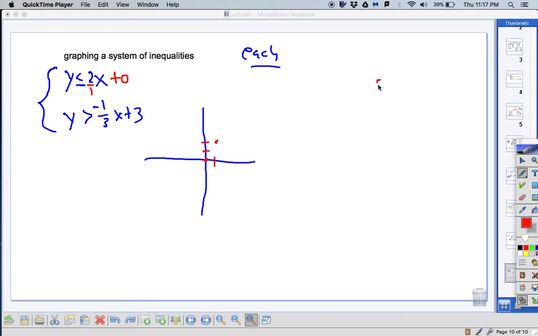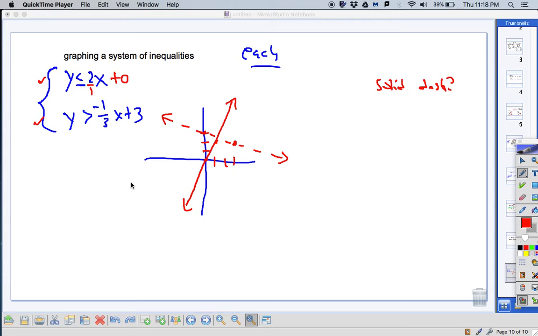And now I've got to decide, is it solid or dashed? In this case, it's going to be solid, because of the "or equals to." So I need a solid line through those 2 points. Okay? There's our first line. Now we're going to graph the second line. This is y equals negative 1/3 x plus 3. So I start at 3, which is right here. And it says I go down 1 over 3. So down 1 over 3 is right there. This is not an "or equals to," so this is going to be a dashed line. And now I have both of these graphed, because the top one's graphed, the bottom one's graphed.